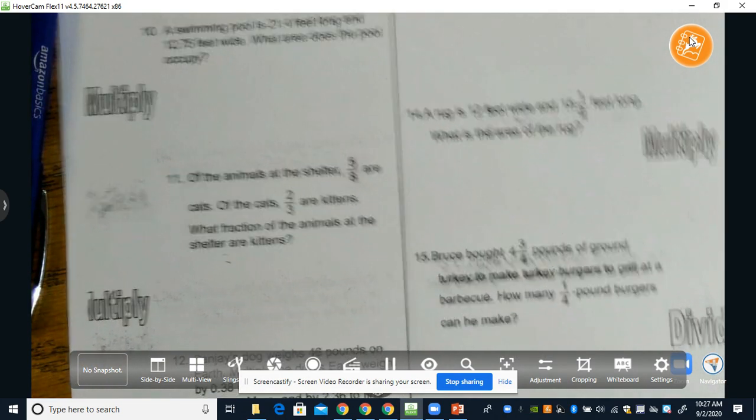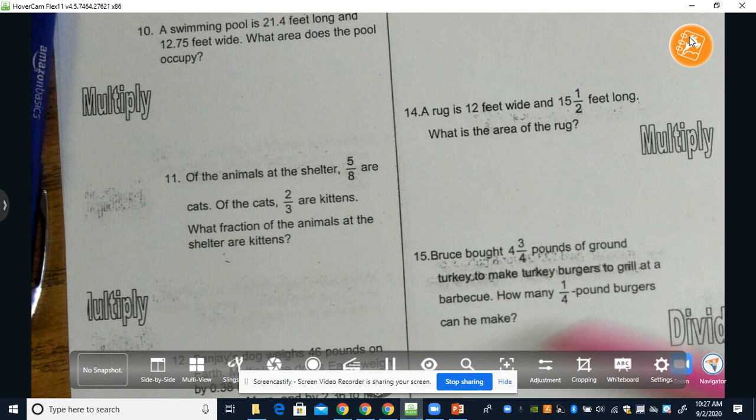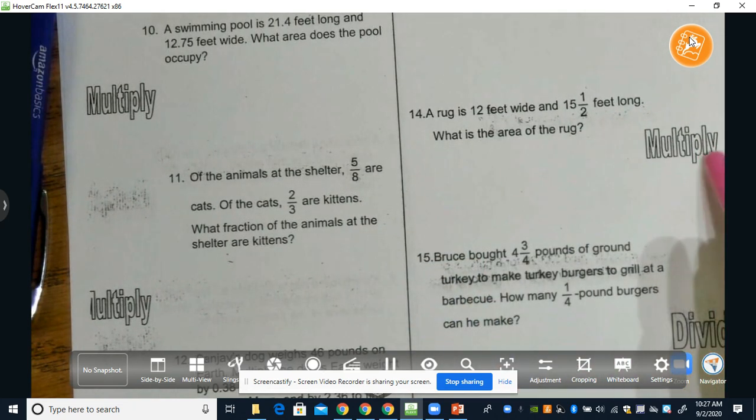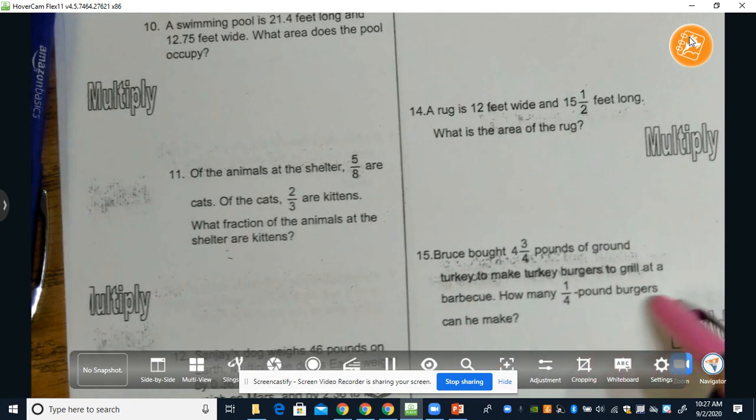You have some of the questions that talk about reciprocals. Some are talking about multiplying with fractions here, or dividing with fractions.